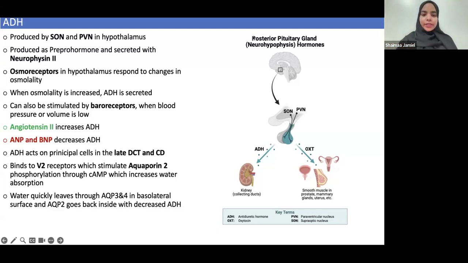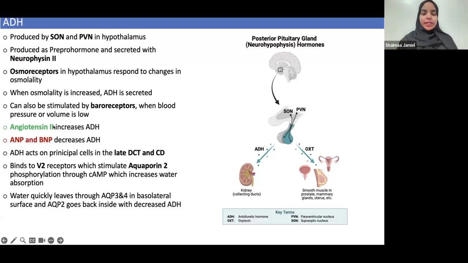Another thing is baroreceptors, which measure the blood pressure. If you have high blood pressure, that sometimes also means you have a high blood volume, so it tells us we don't need ADH anymore, to decrease the blood pressure. And then another thing is angiotensin 2. If you remember from your renal block, angiotensin 2 is going to increase blood pressure.